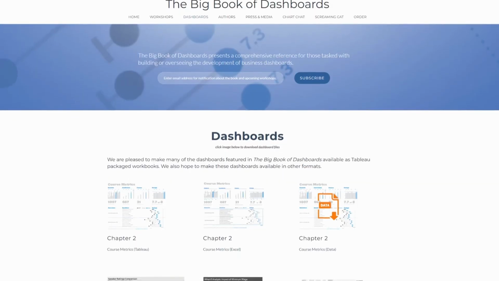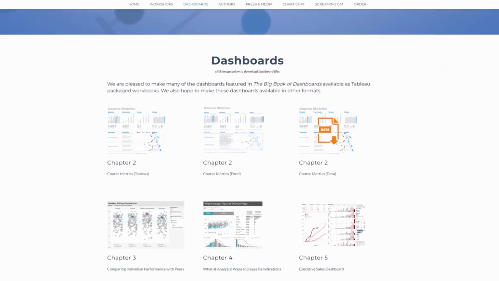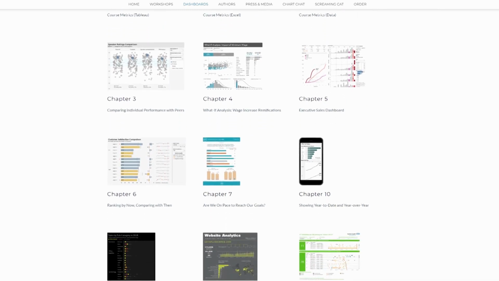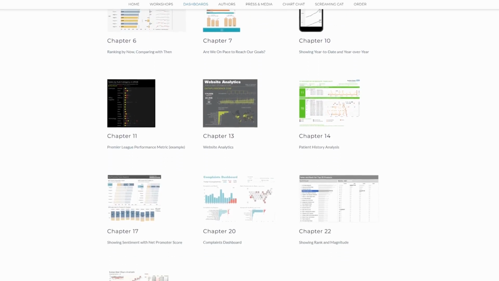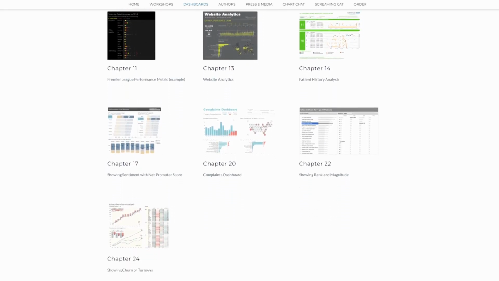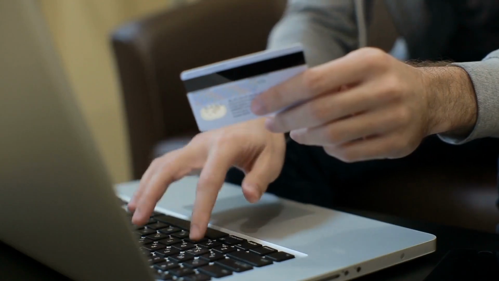And they even give you access to some of the real Tableau files that they use to make these dashboards that you could actually use yourself as a template for your next dashboard. So if you've already read Storytelling with Data, it's time to move on to The Big Book of Dashboards, and this book should be your next purchase.